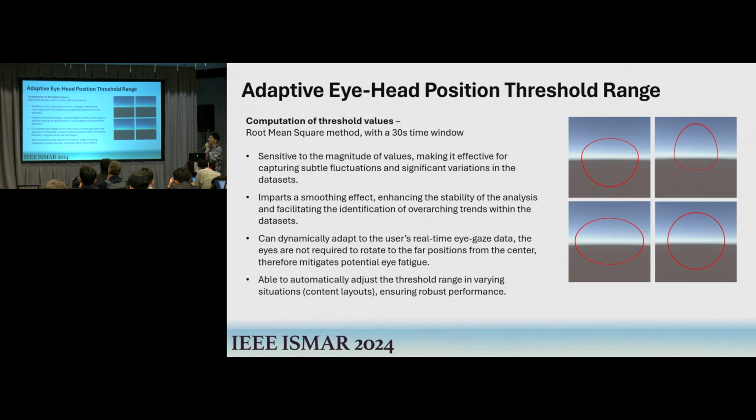The algorithm is able to automatically adjust the threshold range in varying situations. As we can see, this image is the initial shape of our threshold range, and as eye gaze data is added to the data set, we can adjust the threshold range in real time based on the gaze data, and correlate it to different content layouts, adjusting the shape accordingly.